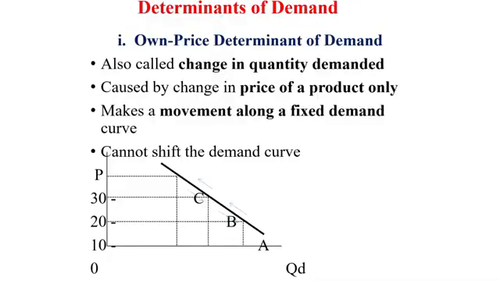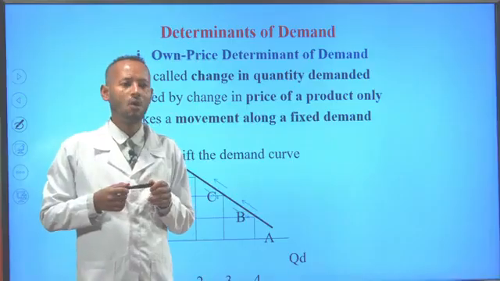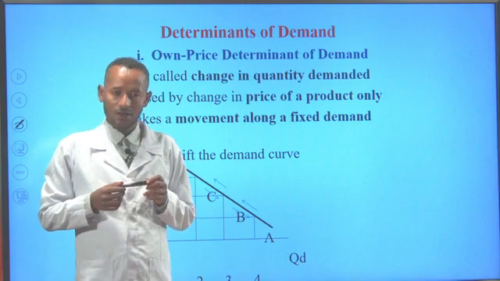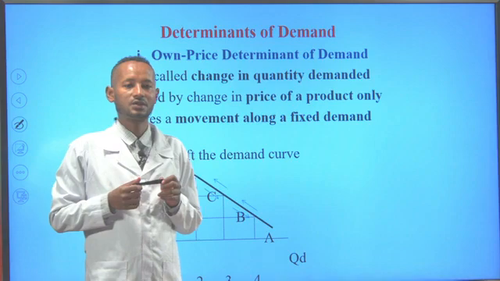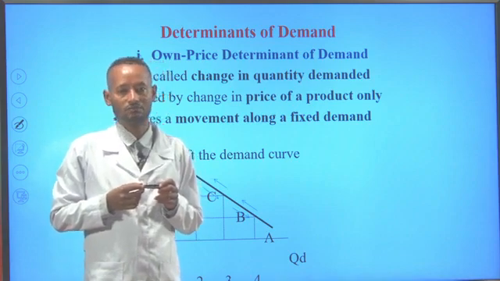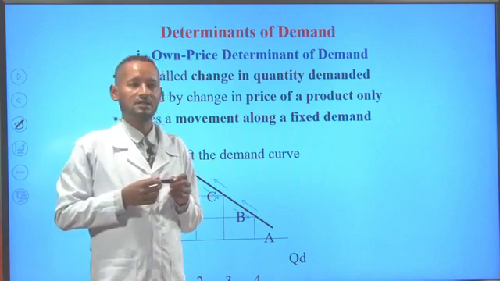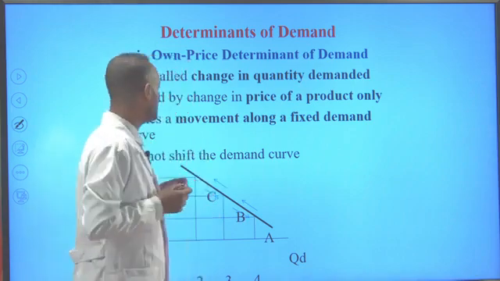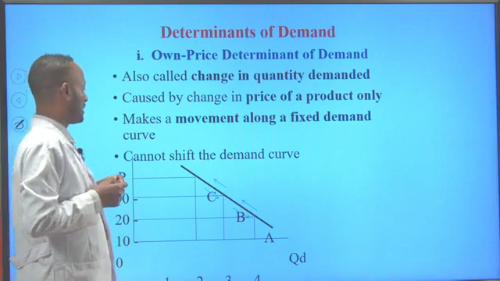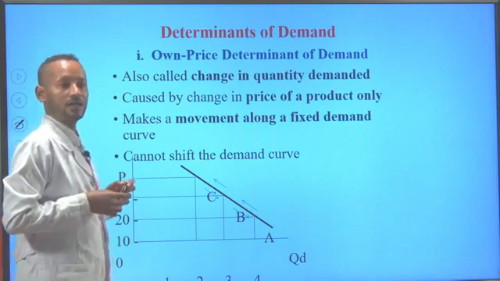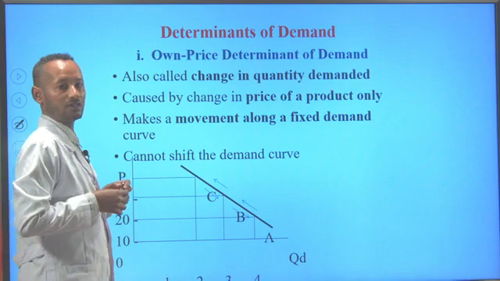Now let's move to the determinants of demand. We are going to classify the determinants of demand into two, called the own price determinant of demand and the non-own price determinant of demand. The own price determinant of demand, also called change in quantity demanded, is caused by the change in the price of a commodity. The single factor that makes a change in quantity demanded is a change in the price of a commodity only. And with the change in the price of a commodity, there is a movement along a fixed demand curve.